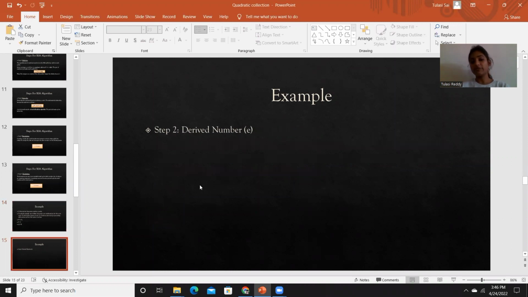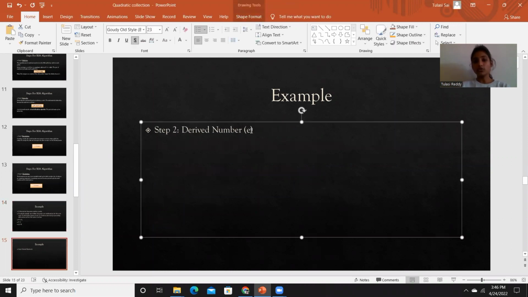Now we go to the next step, the derived number. We know the formula: N equal to P into Q. We know the values of P and Q, so N equals 7 into 19, which is equal to 133.